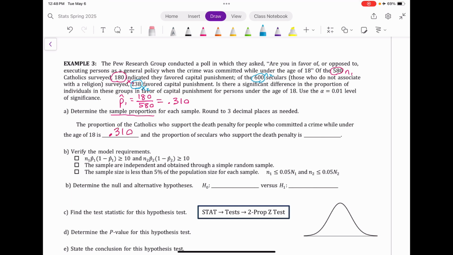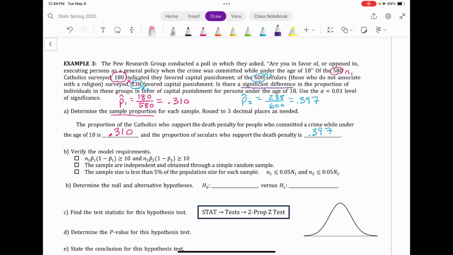And then P2 hat for the seculars would be 238 out of 600, which is 0.397. So just right off the bat, we can see there's a higher proportion, at least in the samples, for the seculars that favor the death penalty for people under the age of 18. So we're trying to ultimately determine if there is a significant difference in the population proportions.